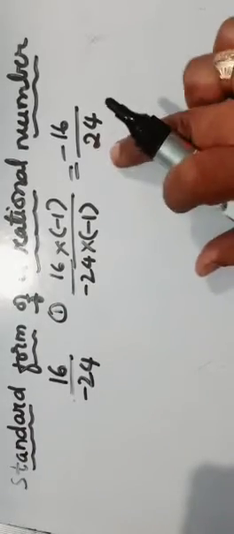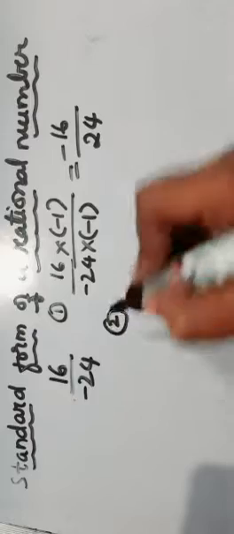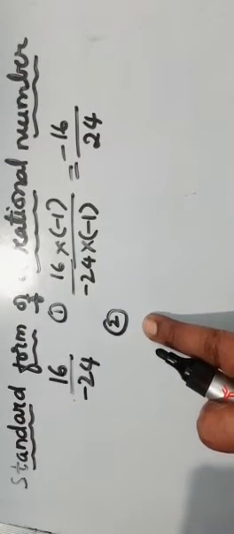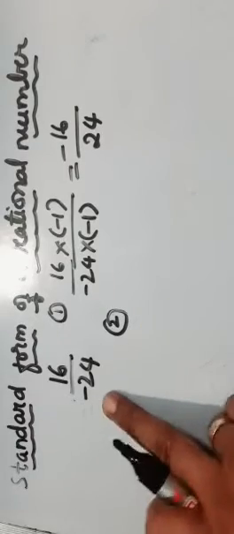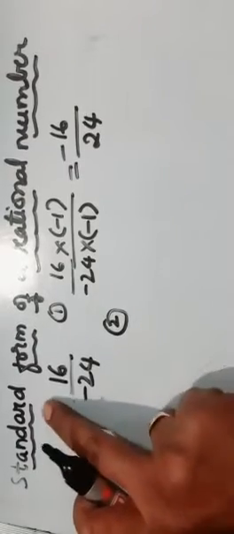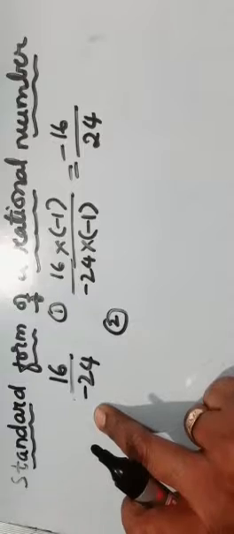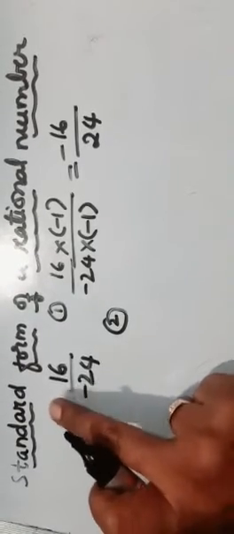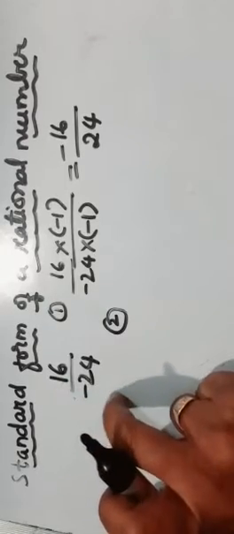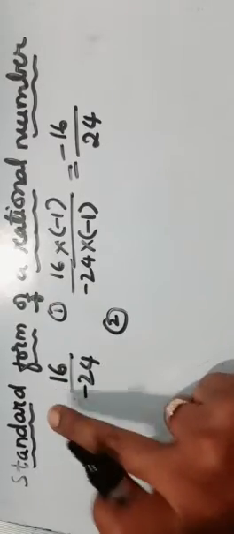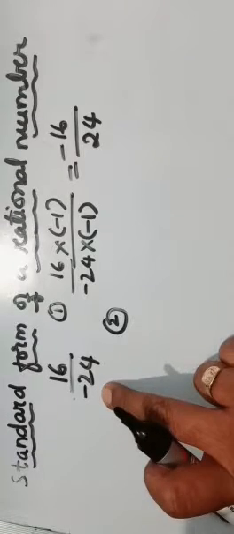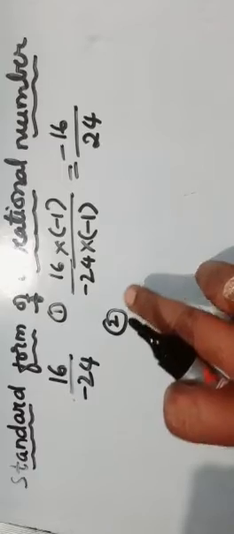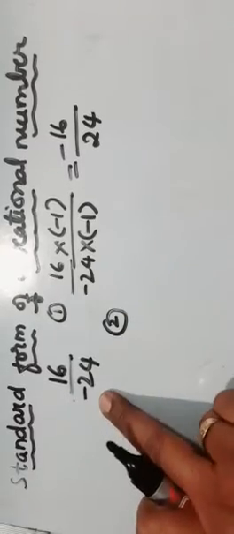Then in the second step, what we do is we find the HCF of 16 and 24. What is the common factor for 16 and 24, children? Which is 8. Because 8 is the highest common factor for 16 and 24. 8 2s are 16, 8 3s are 24. In this case, what we do is we divide numerator and denominator by 8.